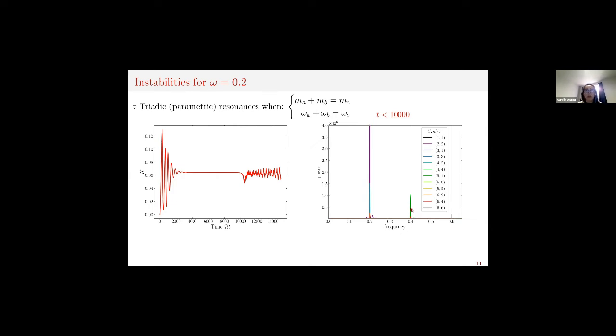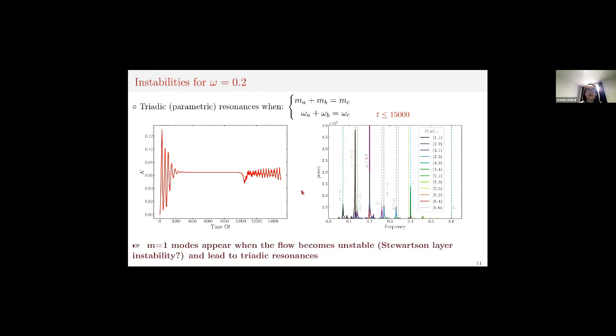But we have also some superharmonic frequencies, so twice the main frequency and 3 times the main frequency. And we can also multiply by 2 the azimuthal number and get m equal 4 and m equal 6 for 0.06. And if we do it again for the whole time range, so for t lower than 15,000, we have a lot of frequencies that are excited in our model.